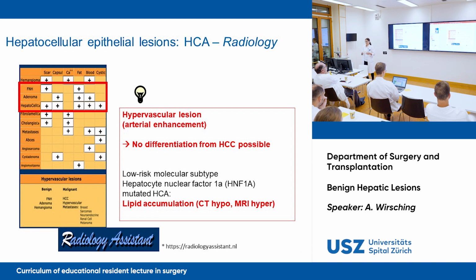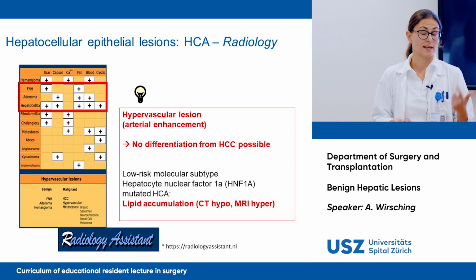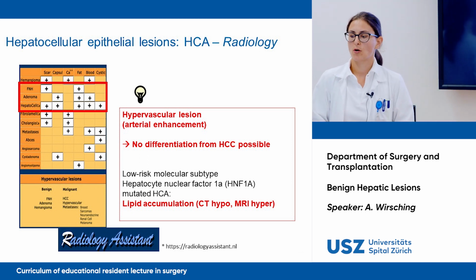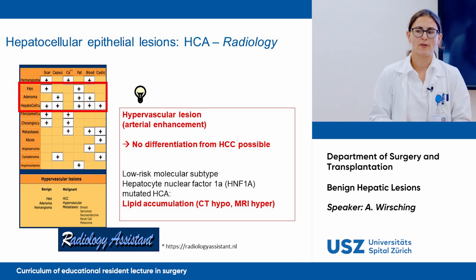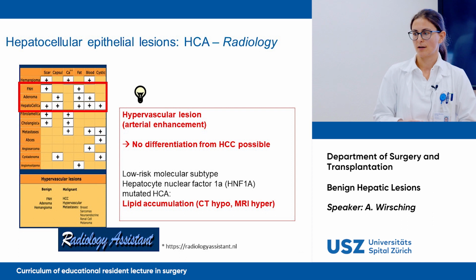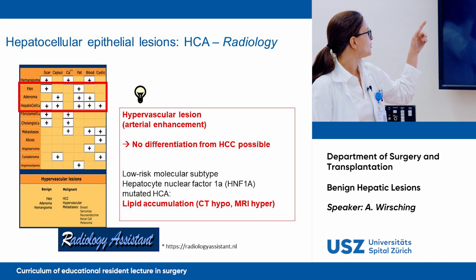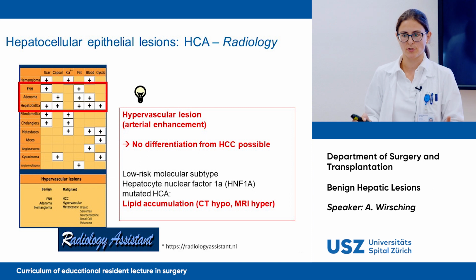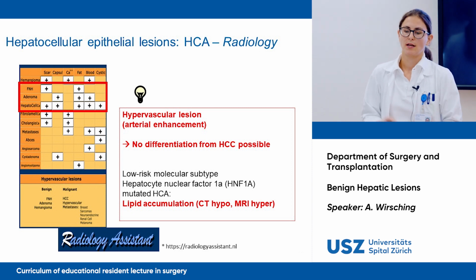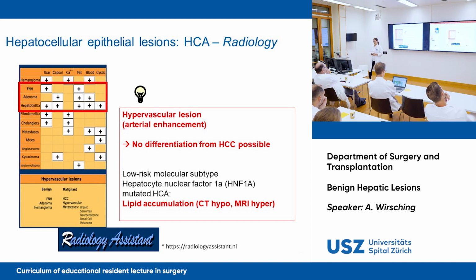Unfortunately, the majority of the other hepatocellular adenomas cannot really be distinguished from hepatocellular carcinoma because they are hypervascular, they can have a portal venous washout. What we see here is a very useful tool, Radiology Assistant from the Netherlands. They describe very well the radiologic features of different tumors. And we can see here that adenoma and hepatocellular carcinoma share different features in the imaging, and we cannot really distinguish them. And again, in the lower part, I mentioned that lipid accumulation is a sign for a more benign hepatocellular adenoma subtype.